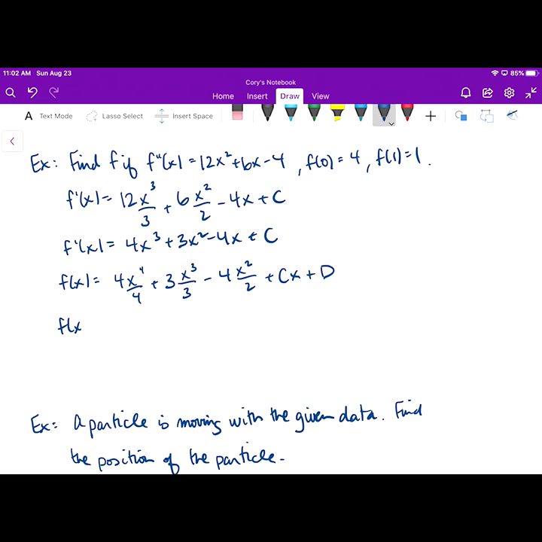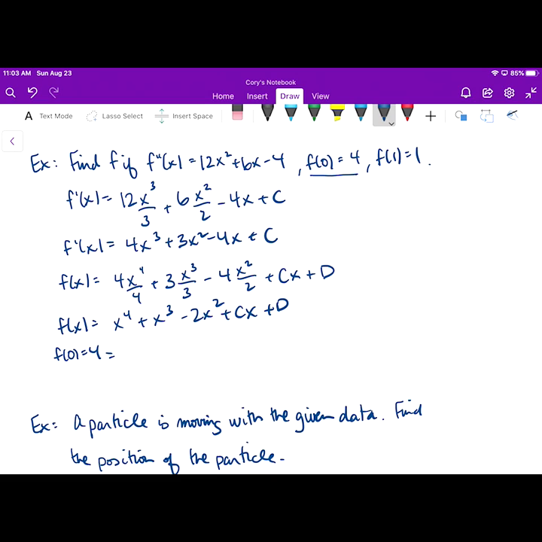Okay, and then I just want to go through and simplify term by term. So first term simplifies to x to the 4th, plus next one is x cubed, minus the next one 2x squared, plus cx, plus d. And then I want to utilize my initial conditions to find c and d. Okay, so I think the best way to do this is to use this initial condition here first, because I know f of 0 is 4.